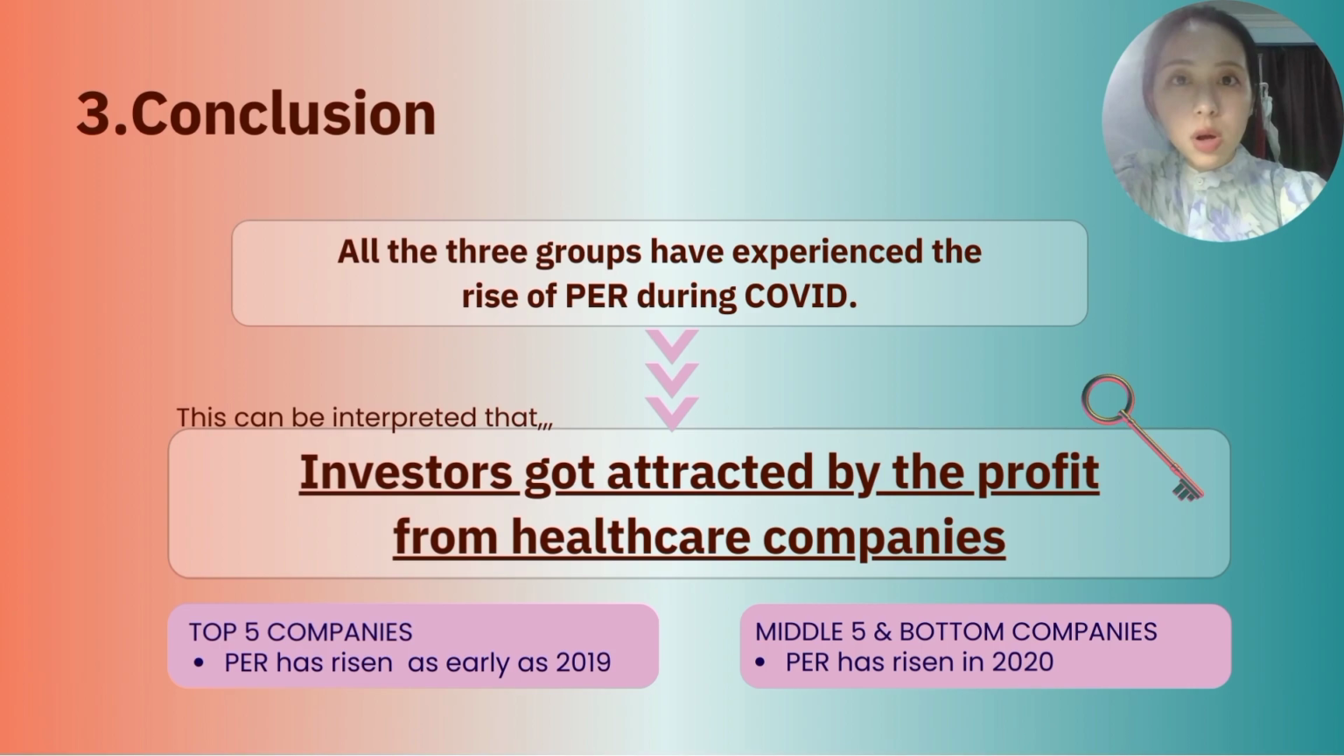The middle companies and the bottom companies also had a rise in PER in 2020. Their elevated share prices tell that investors have bought their shares more than before, contributing to the increase in PER.